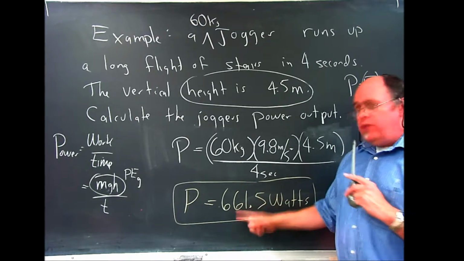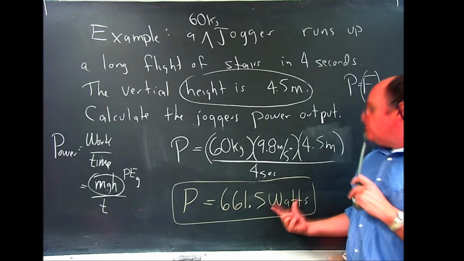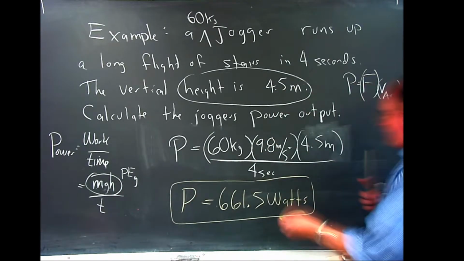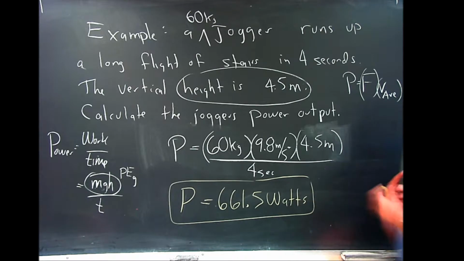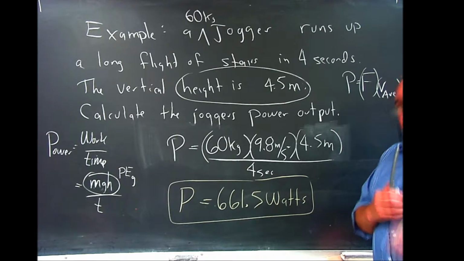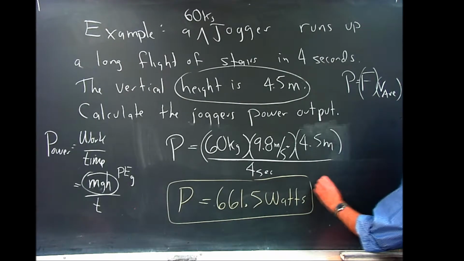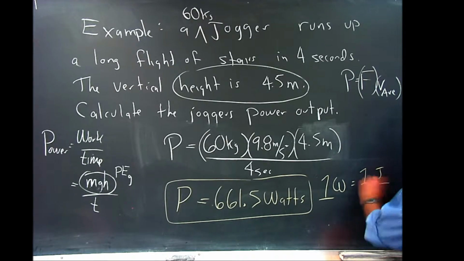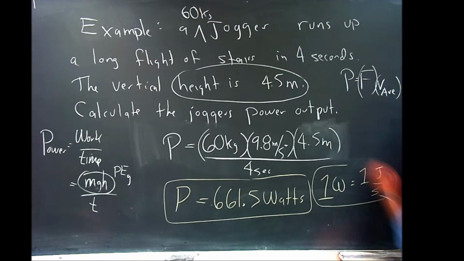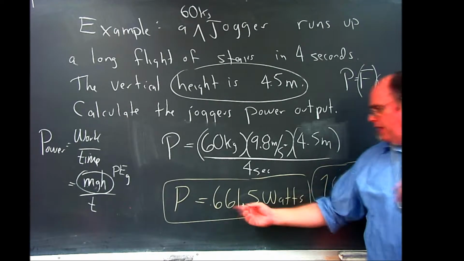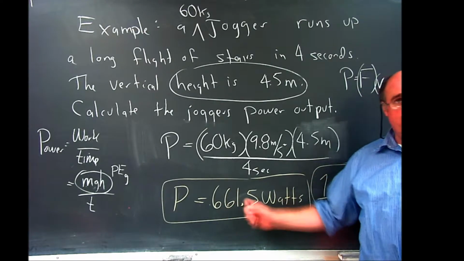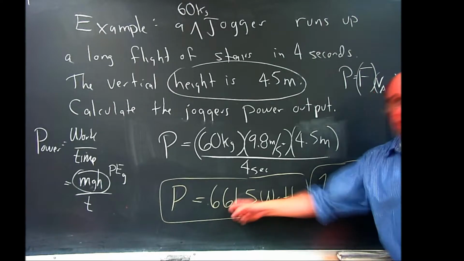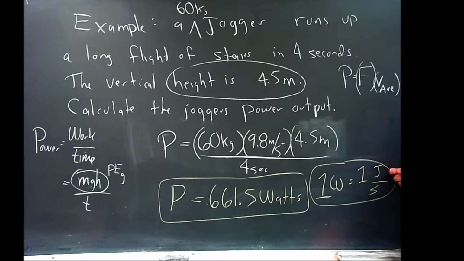So when you talk about watts, watts is basically an energy over a time. So we could say watt is a derived unit, meaning it's based on a lot of other base units. So 1 watt is equal to 1 joule per second. So when you say someone has a power of 661.5 watts, you're saying that that body is using up 661.5 joules each second.